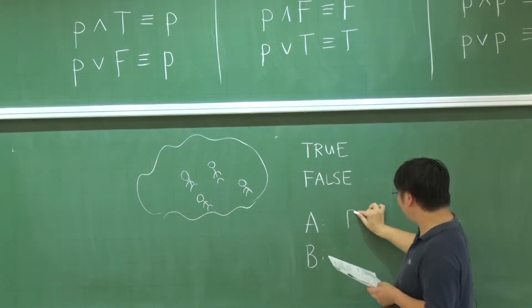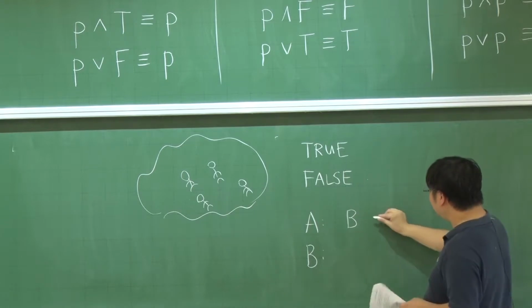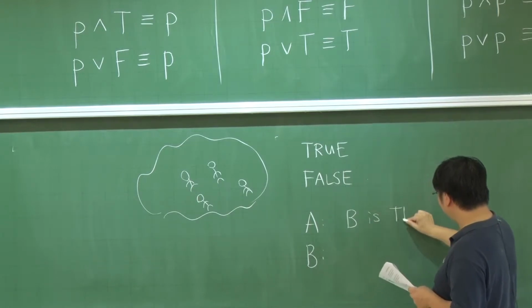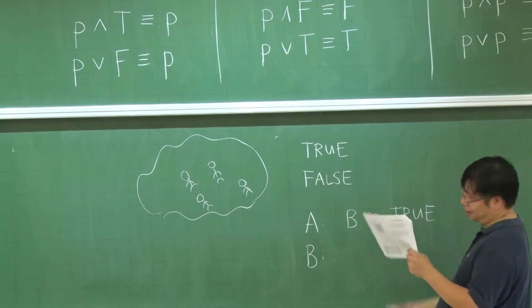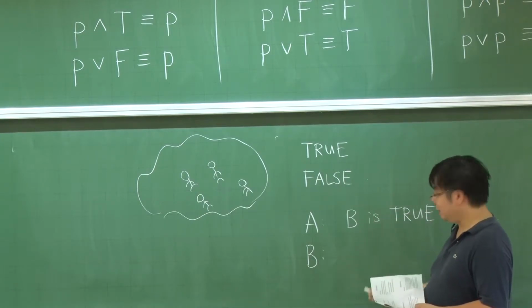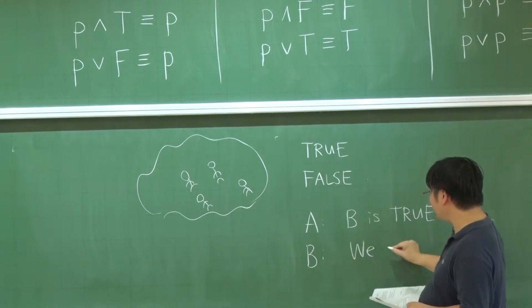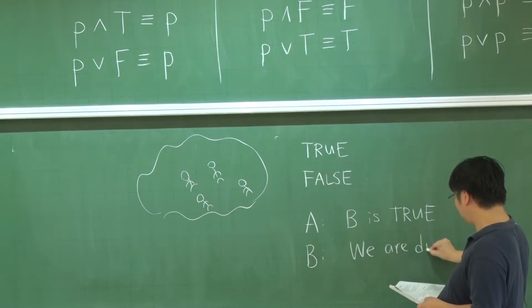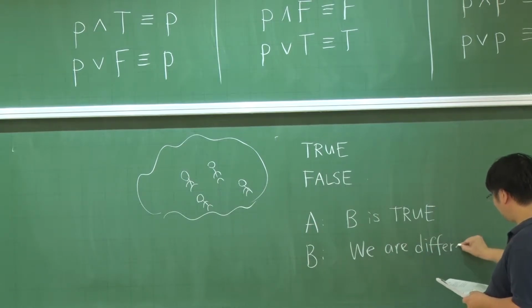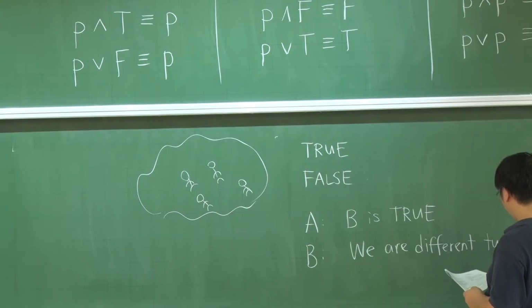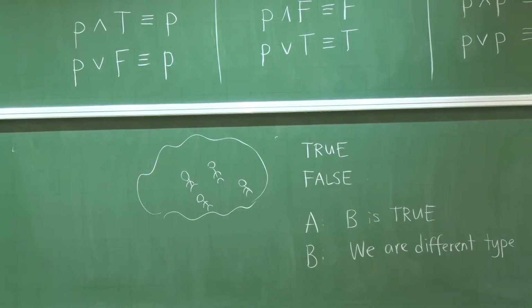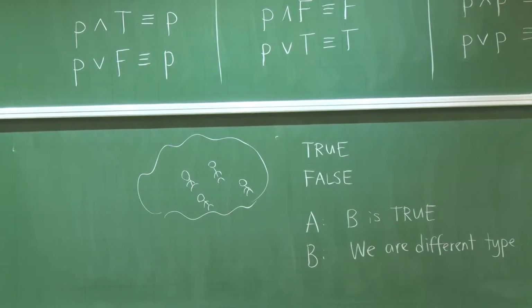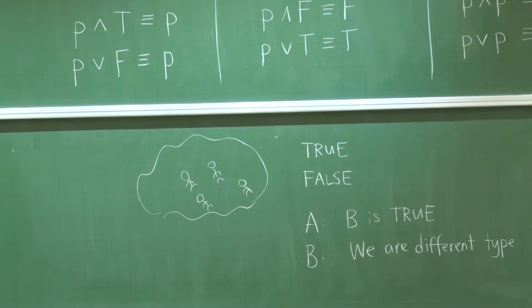A says B is a true person. And then B says we are opposites, we are of different types. Then can we make some conclusion about the type of people that A and B are?